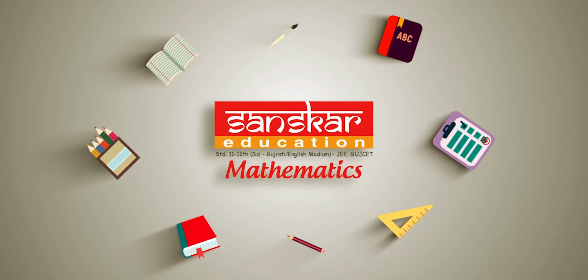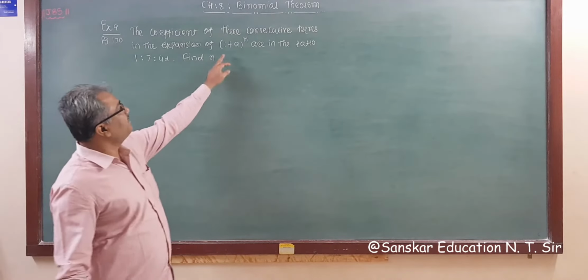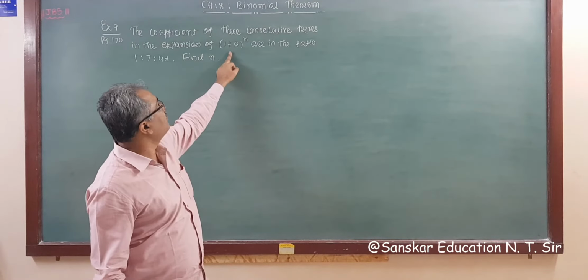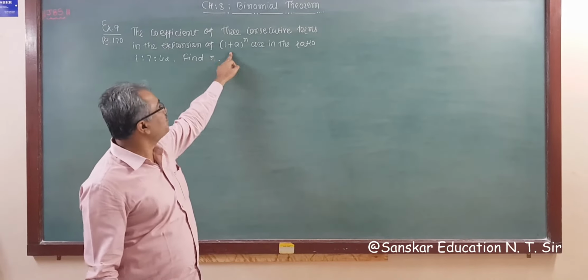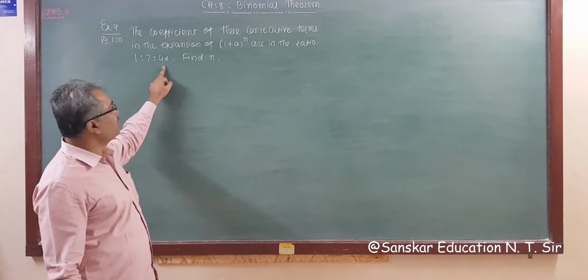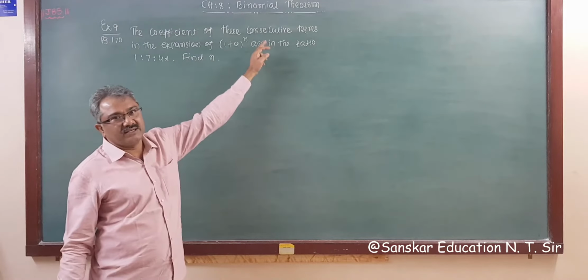Example number 9, page 170. Given that the coefficients of three consecutive terms in the expansion of (1 + a)^n are in the ratio 1:7:42, then find n. Coefficients of the consecutive terms, right?